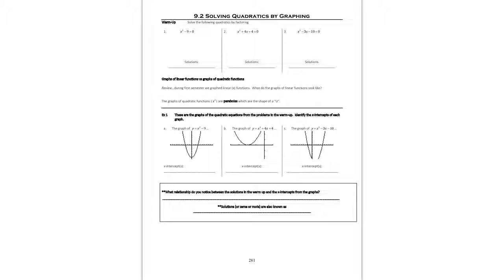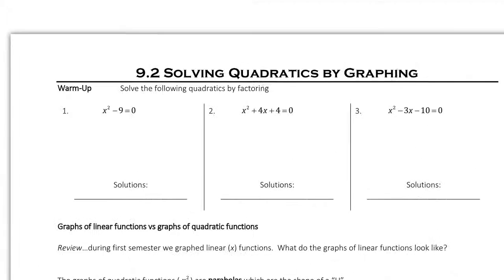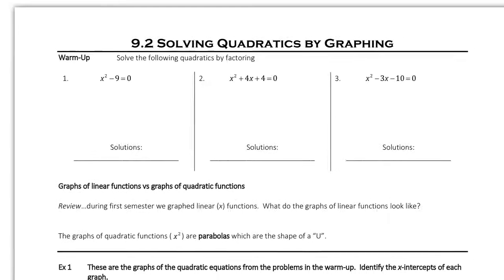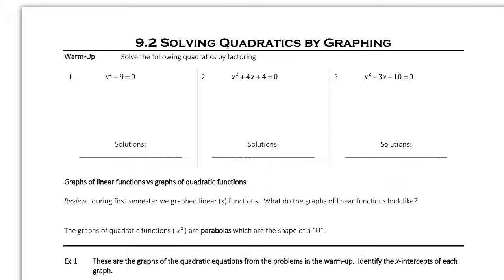At the top of the page we're going to do three warm-up problems where the directions say solve the following quadratics by factoring. So let's take a look here. In number 1, I see x squared minus 9. Hopefully we're getting closer to the point where you're recognizing that quickly. That's a difference of squares. So my factors are x plus 3 and x minus 3 equals 0.